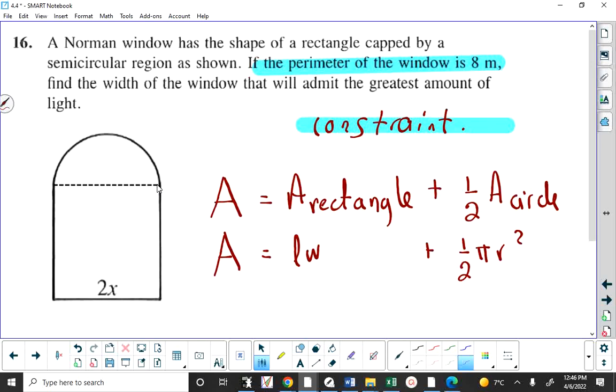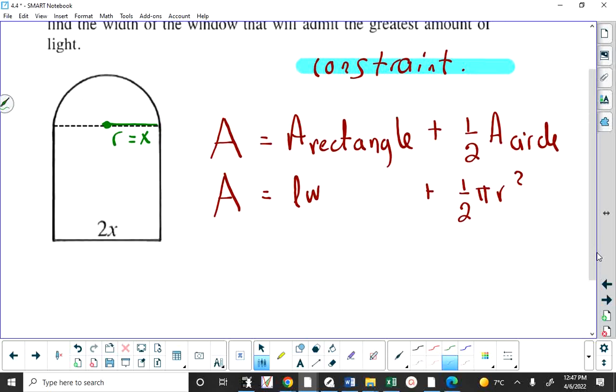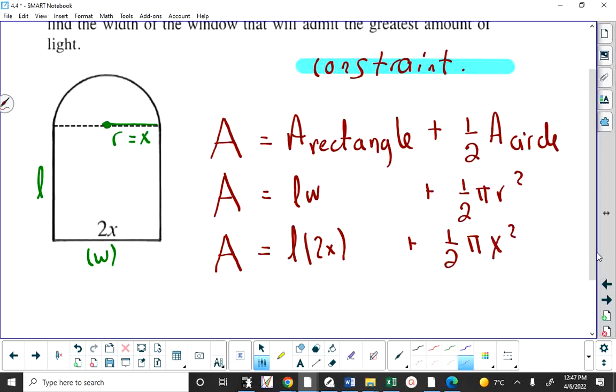You'll notice in the diagram they've suggested that you call the base of this rectangle 2X. There's a reason for that. If you call the base 2X, then the radius can be called X. It's a way of eliminating the need for a fraction. So let's just refer to this as width, and this dimension on the rectangle is length. So I have length, width, and radius in the diagram. Right away, I can rewrite this as length times 2X plus 1/2 pi times x squared. So I can eliminate the w by putting 2x, and I can eliminate the r by putting x. I still have to write the length in terms of x, though.